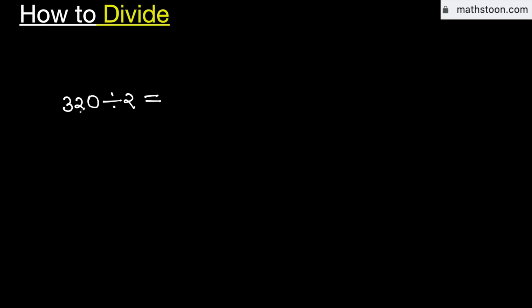Let's learn how do we find 320 divided by 2 using the long division method. Consider the first digit 3. We know that 2 times 1 is equal to 2. Subtract, we get 1. Now this 1 is less than 2. That is why we need to bring down this adjacent 2 here.